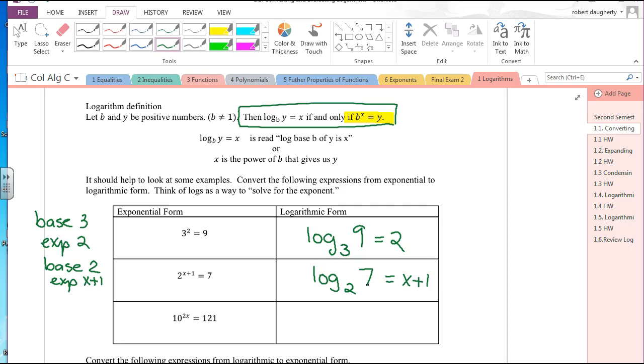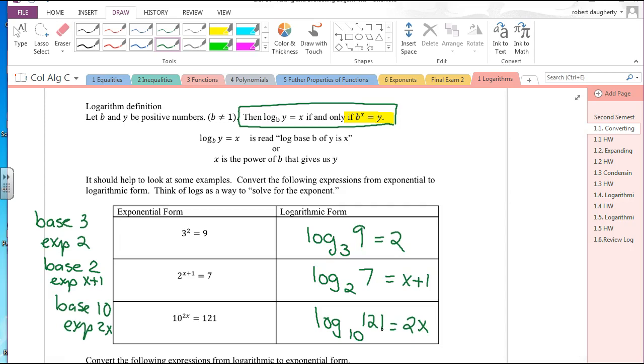What is the base here? The base is 10. What's the exponent? We have 2x. So when I write that in log form, this is log, and then my subscript, what is my base? 10. And where do I write the exponent? Other side of the equal sign, all by itself goes 2x. What's the only number I haven't written yet? 121. Log base 10 of 121 is 2x, because 10 to the 2x, that's my exponent, equals 121.